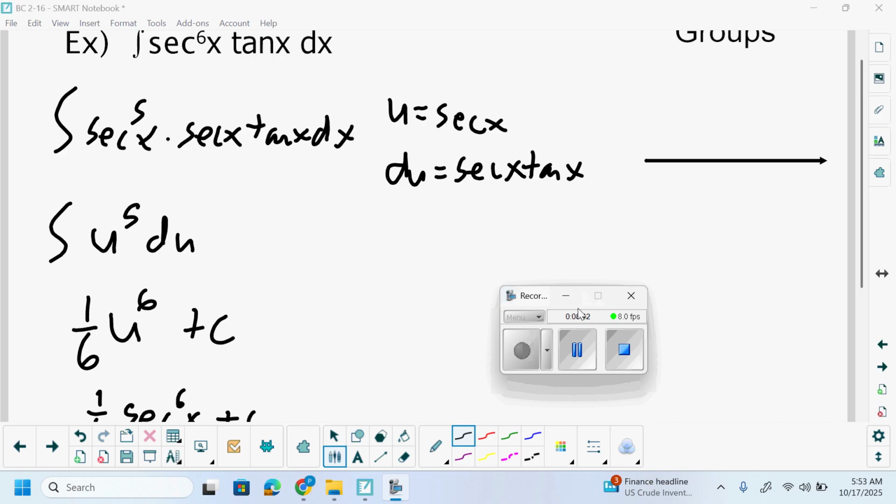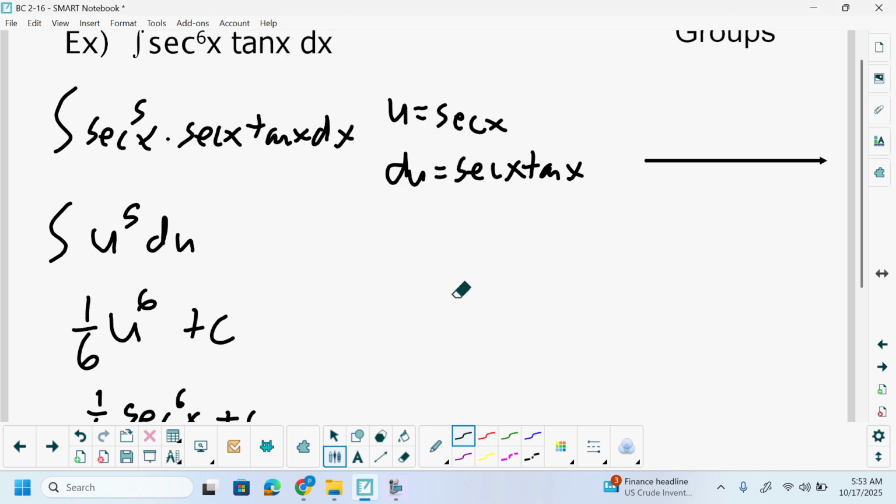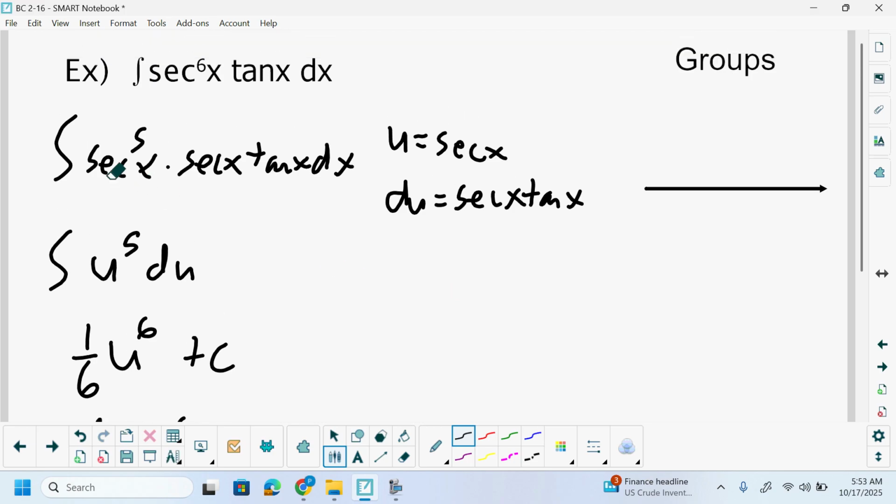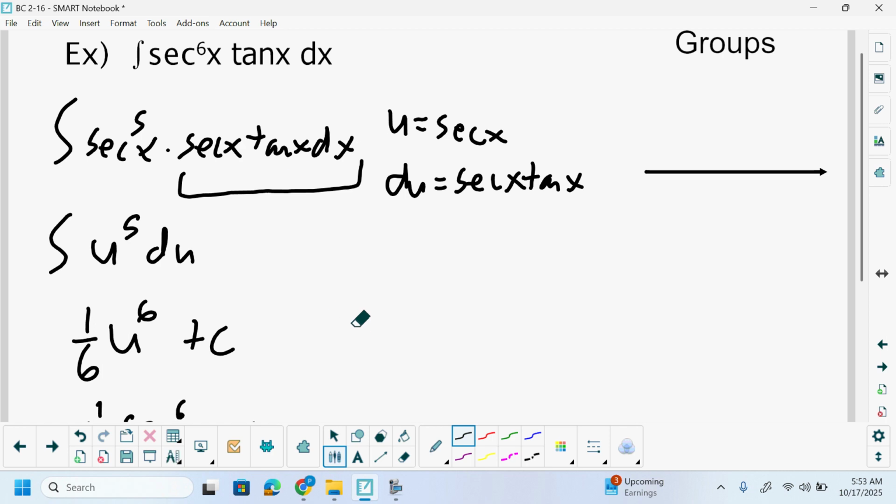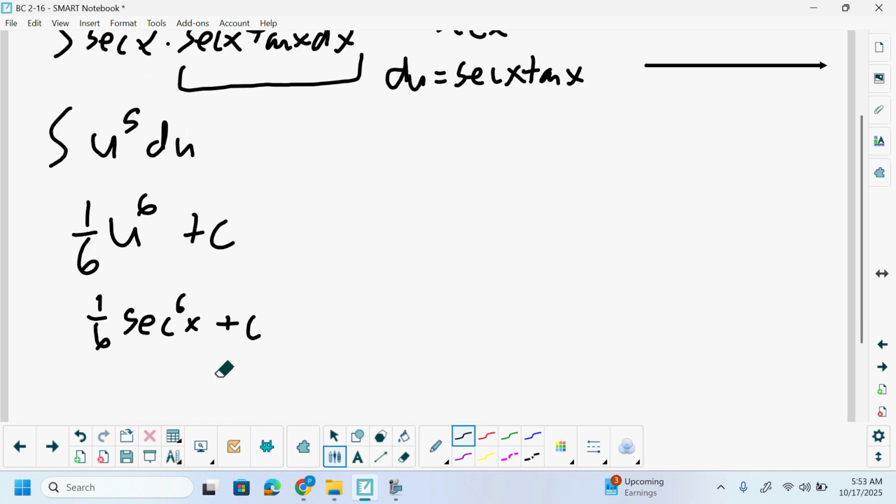For this next one, we've got secant to the 6 x tan x. So let u equal secant x. So for du, we need a secant x tan x. So notice I rewrote it. I bumped one of the secant x's over to go with the tan x dx. Now that all becomes our du, and we're just left with a u to the 5th for the other secants. Exponent goes up 1, divide out front by that exponent. So 1/6 secant x to the 6 plus c.